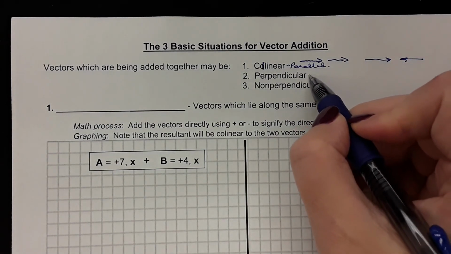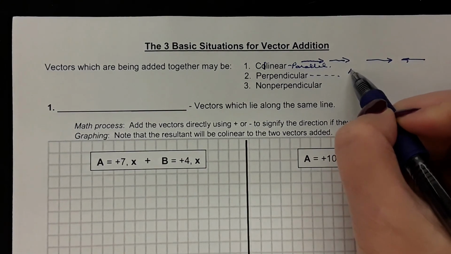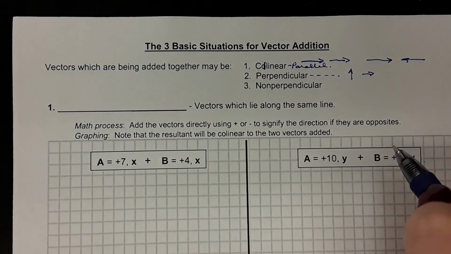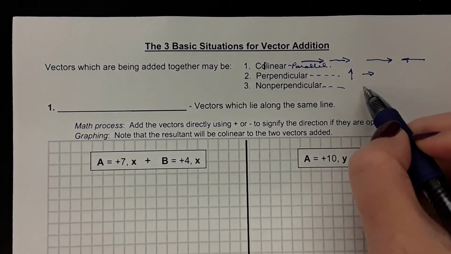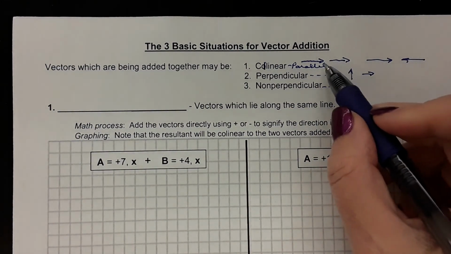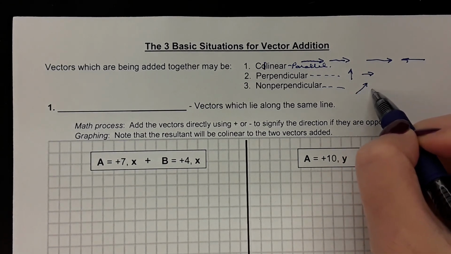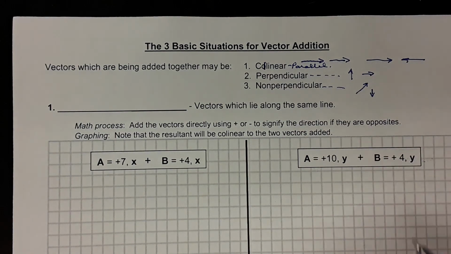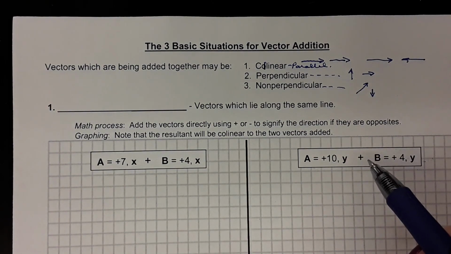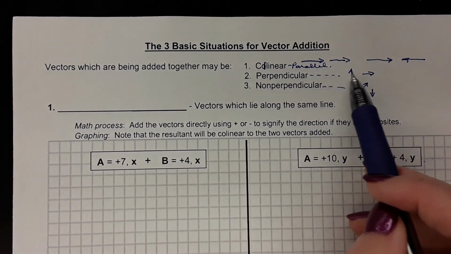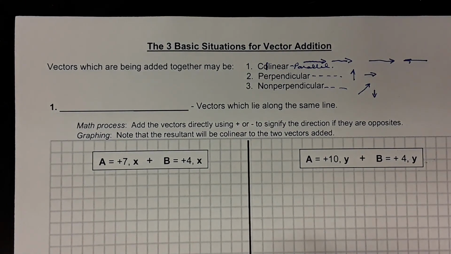Another situation in which we could be adding vectors is if they're perpendicular, like that. Another situation we could have is if they're non-perpendicular, that is, they're neither parallel nor perpendicular, but maybe they point at weird angles to each other. Okay, so if you put these two tip to tail, you would not get something that's easier to handle. This is much more different.